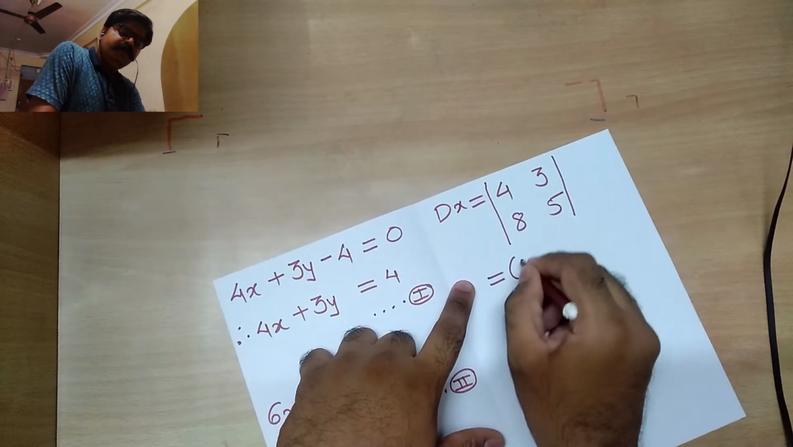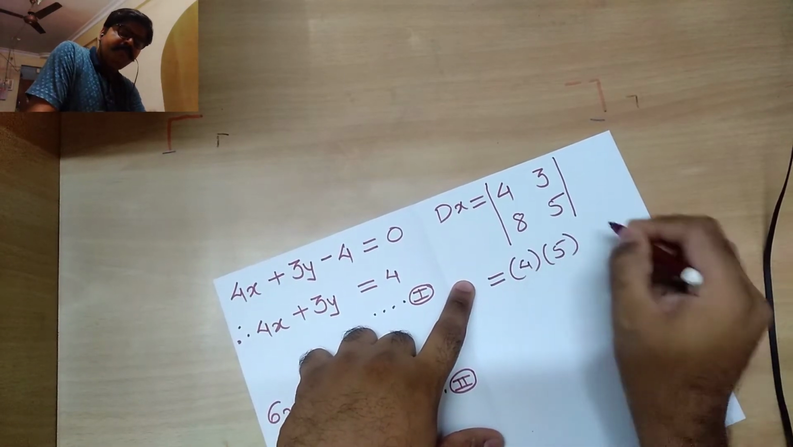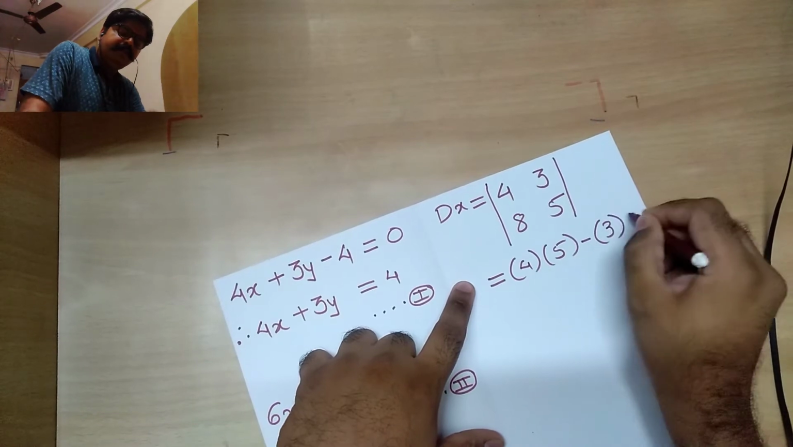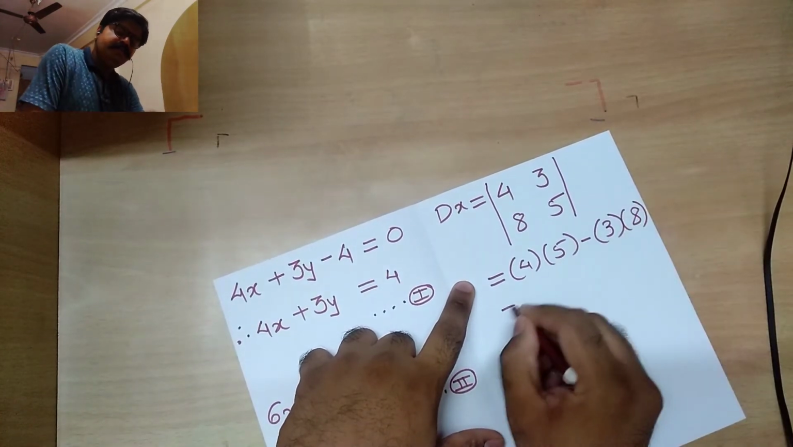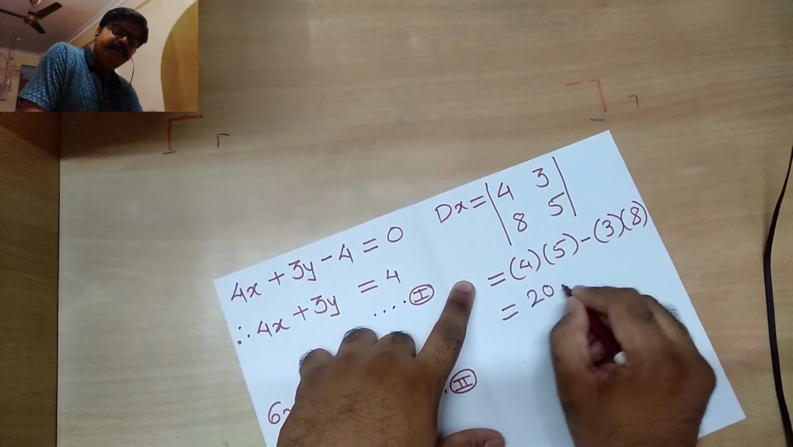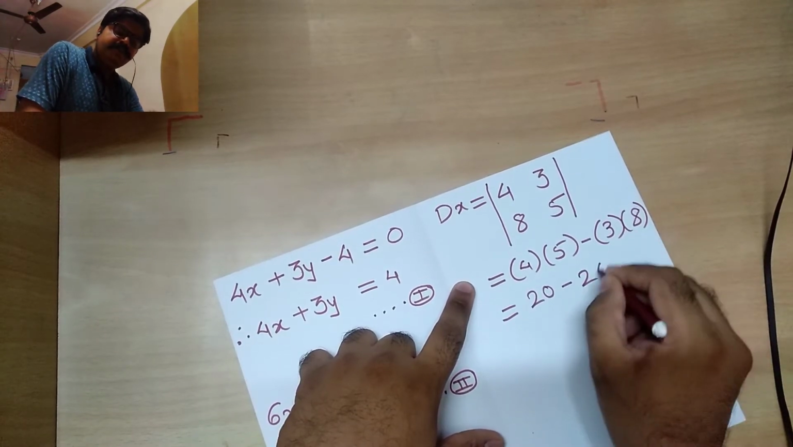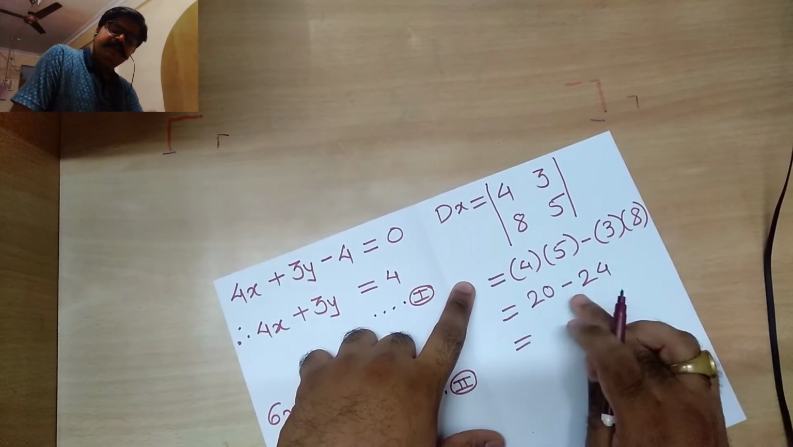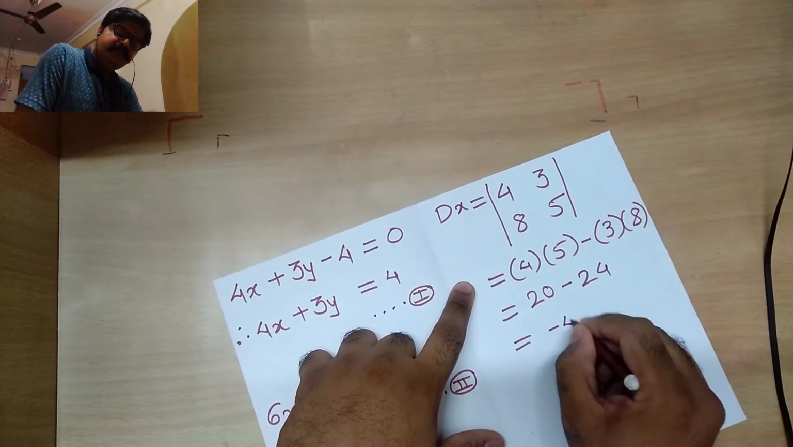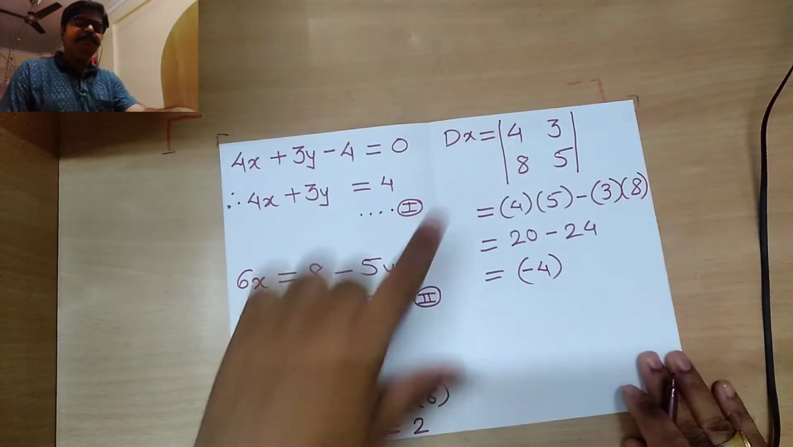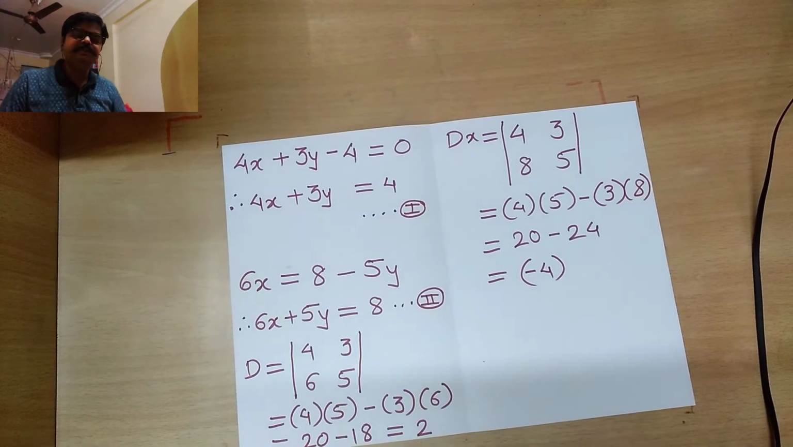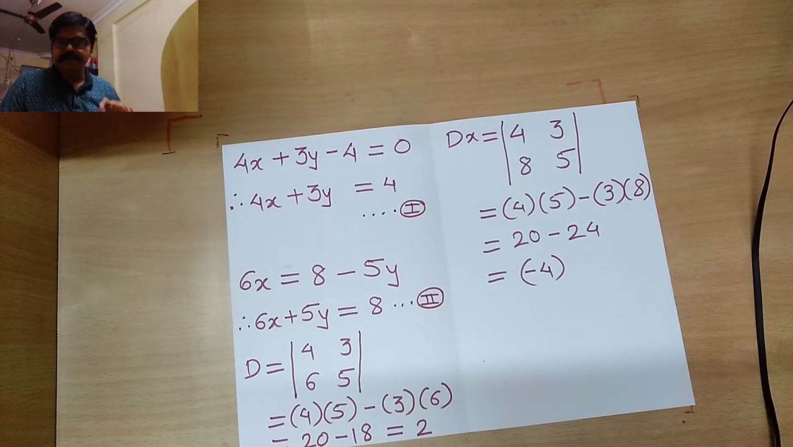equal to 4 multiplied by 5 minus 3 multiplied by 8. 4 5s should be 20, minus 8 3s, that should be 24. So 20 minus 24 should give us minus 4. What is the value for Dx we have achieved? It is nothing but minus 4.